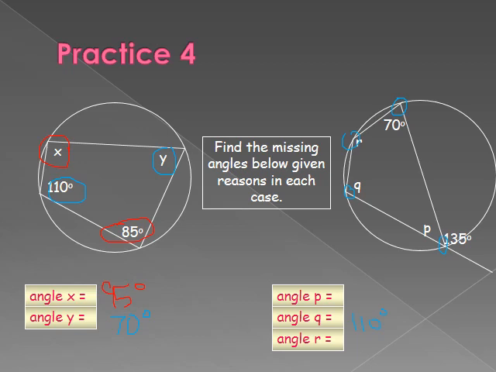P in here is the supplement of 135, which makes it 45. So angle P is 45, just because we have a straight line in there. And the angle R is the supplement of P, and that makes it 135 degrees.